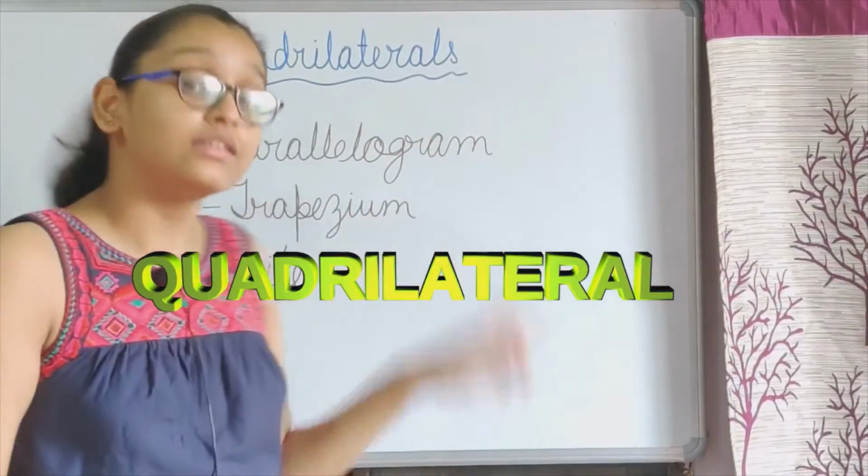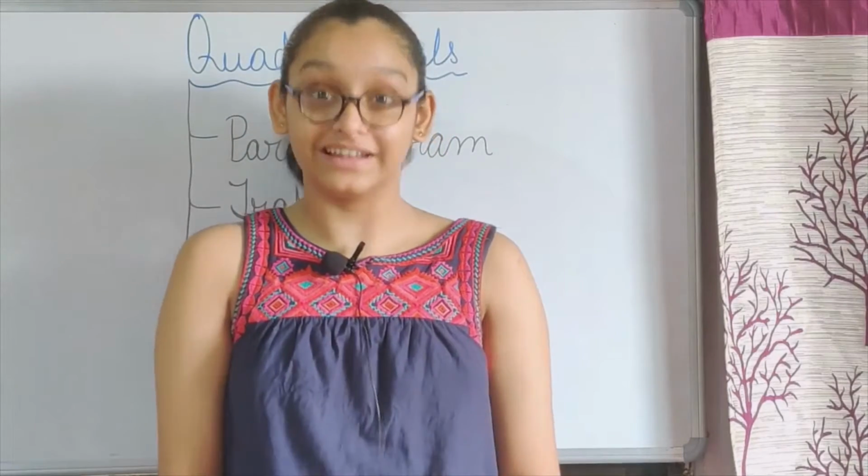In today's video, I am going to explain to you about quadrilaterals and properties of quadrilaterals. Now the question arises: what is a quadrilateral? A quadrilateral is a four-sided polygon. For example, square, rectangle, rhombus, etc.